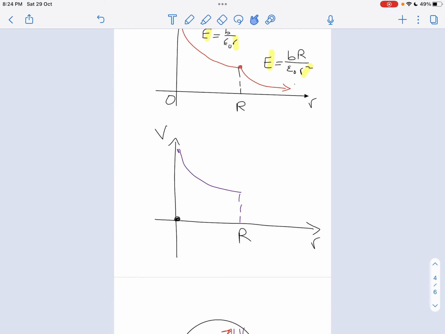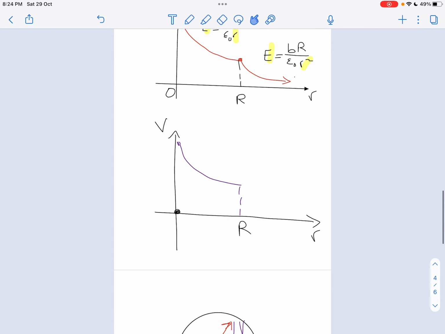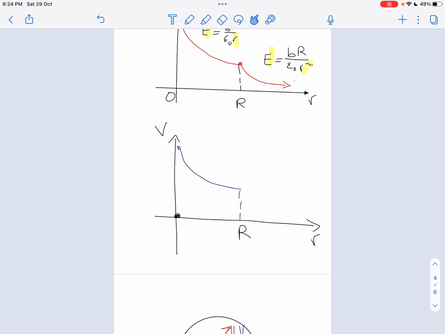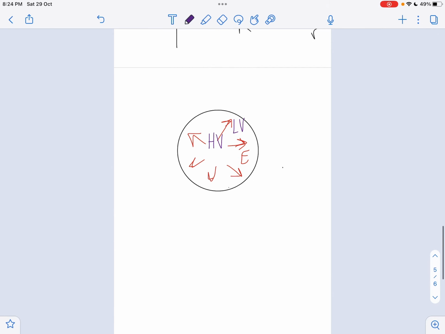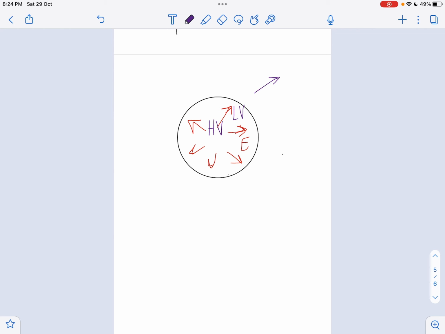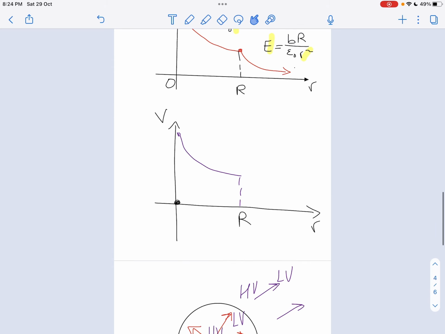And beyond that, the voltage is going to decrease as well, because the electric field is decreasing as we move away. The electric field is directed away, so again from high to low outside. That's the electric field also outside. This means I also have here high voltage and here low. So same thing, the voltage here is going to decrease as well. So this is the graph of the voltage versus r.